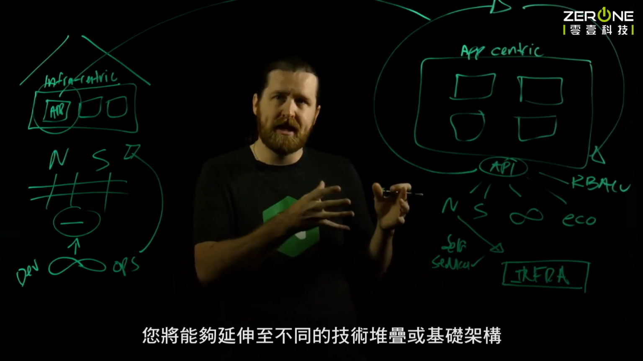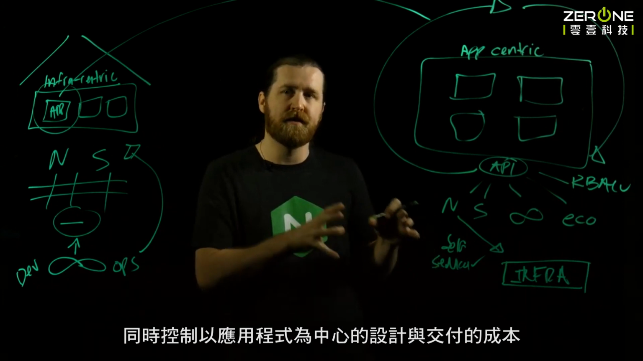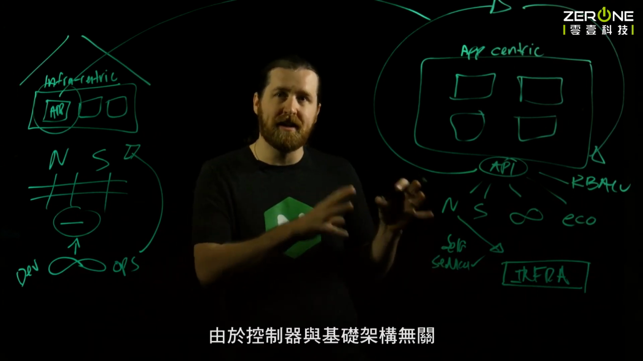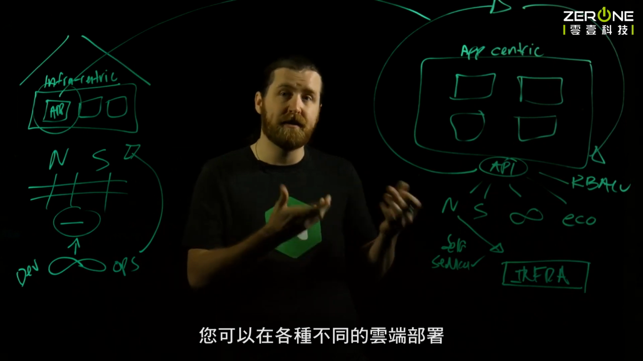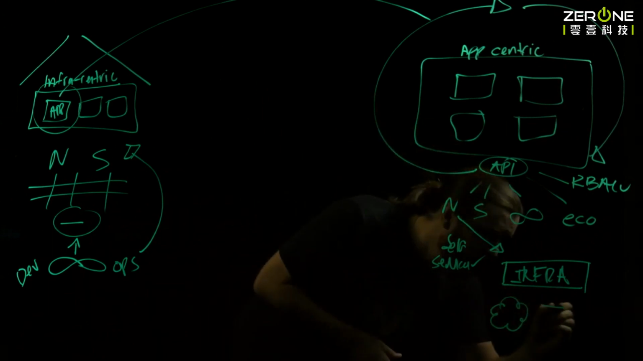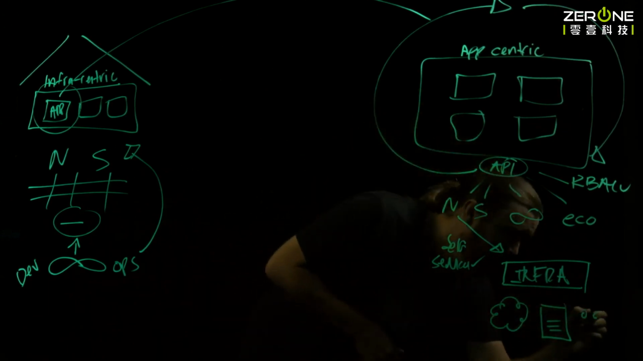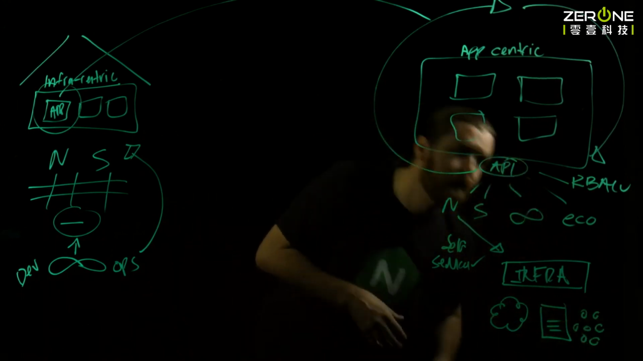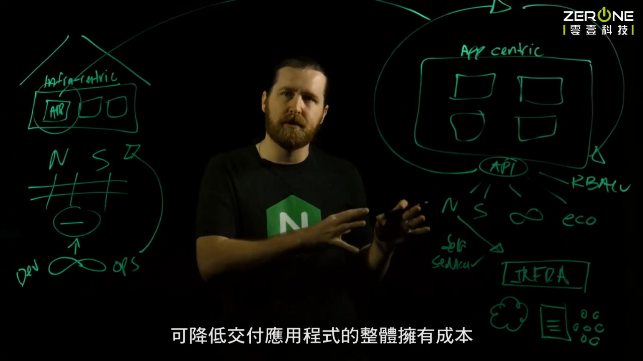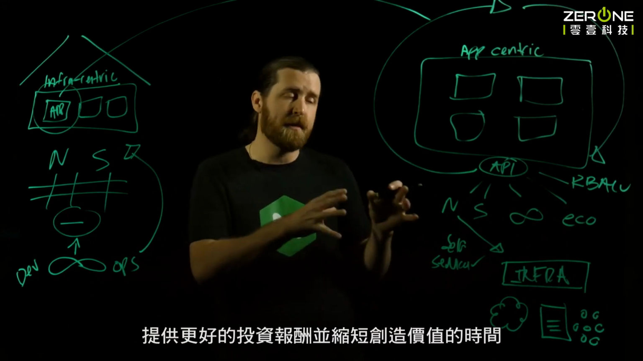You'll be able to extend into different technology stacks or infrastructure while controlling the cost of your app-centered design and delivery. Because Controller is infrastructure agnostic, you can deploy across a variety of different clouds, bare metal, or even within container environments. Controller's lightweight footprint reduces the total cost of ownership of delivering applications, providing better return on investment and improved time to value.